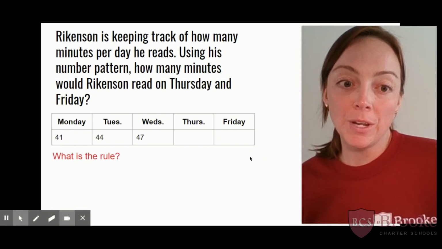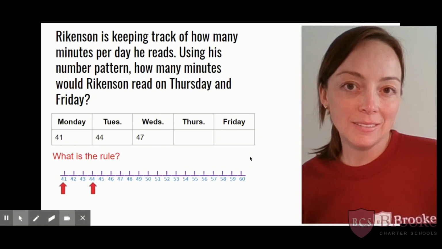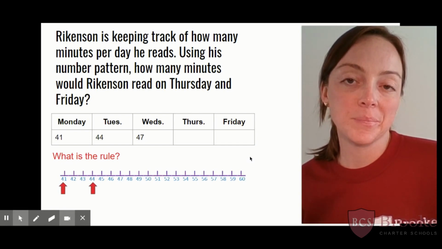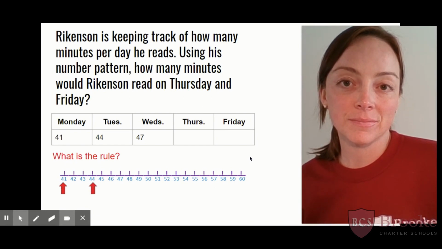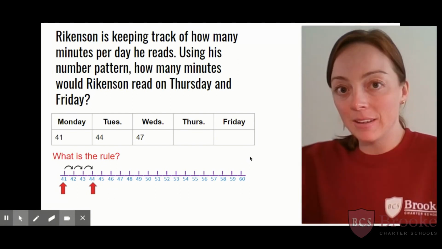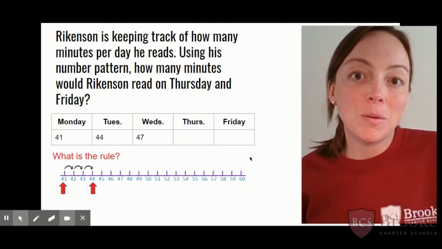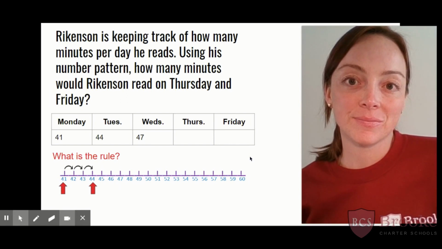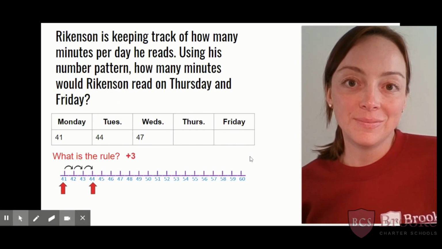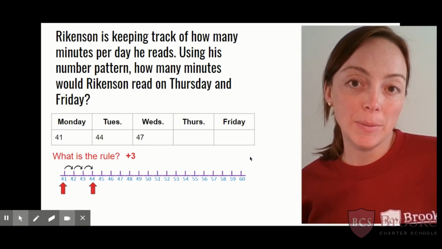As I move from 41 to 44, how many jumps is that on the number line? Exactly, it's 3. I could even count that in my head. 41, 42, 43, 44. So this is a what type of pattern? Exactly, plus 3. We're doing 3 more every time we move forward in this pattern.